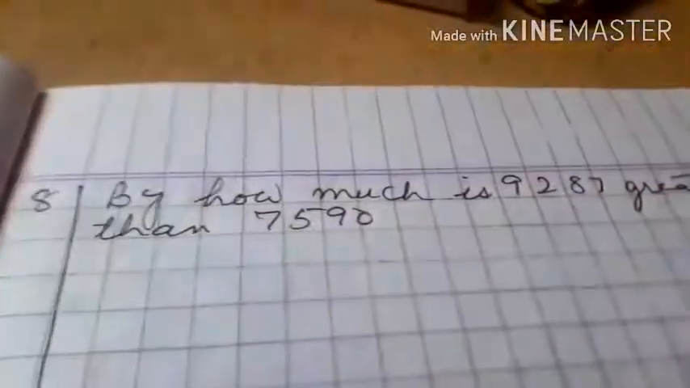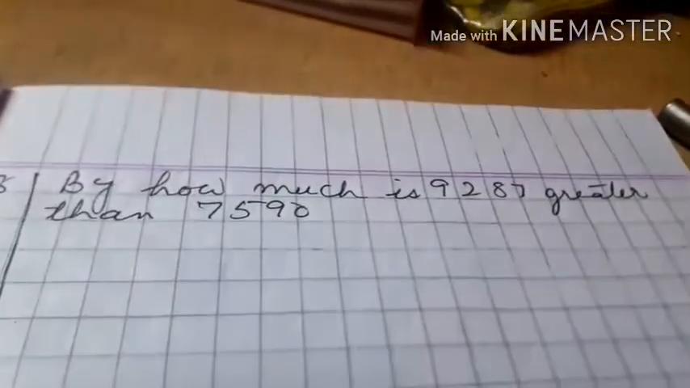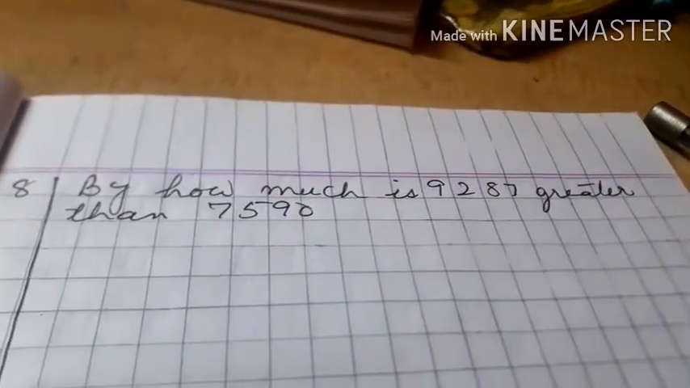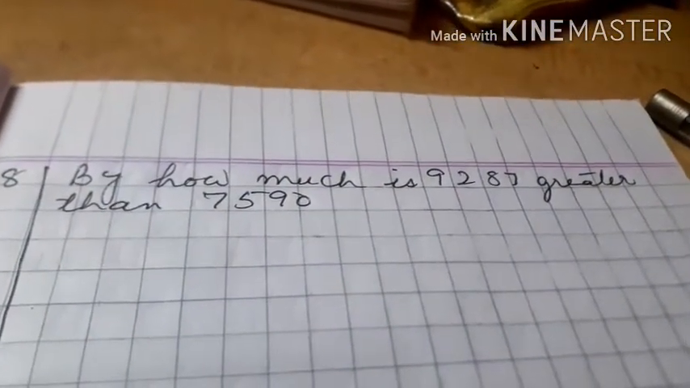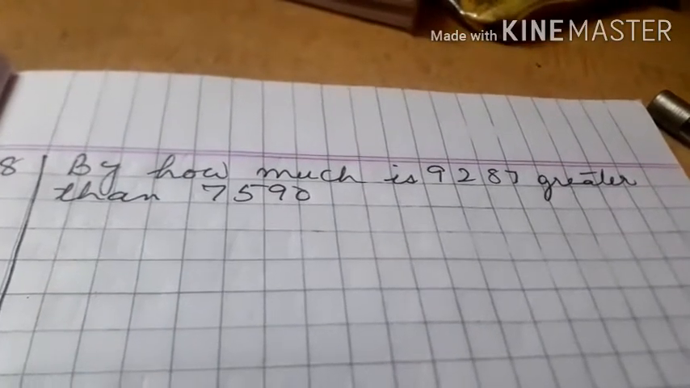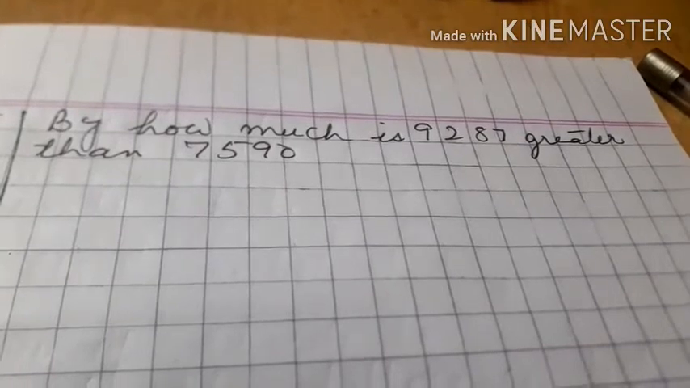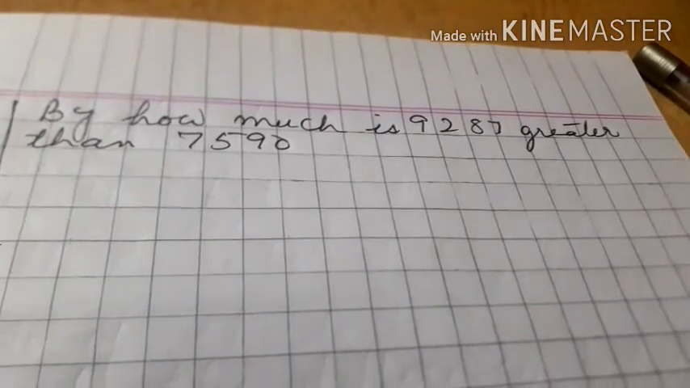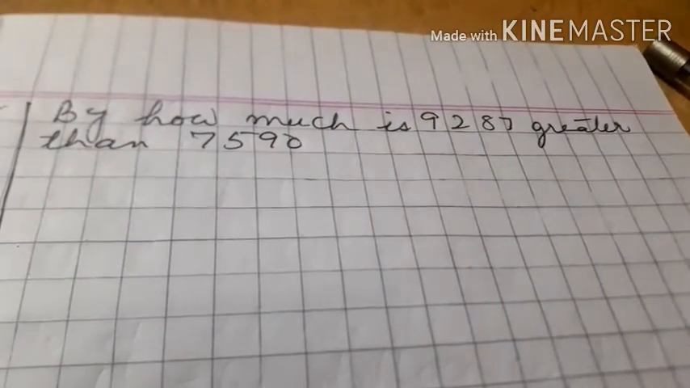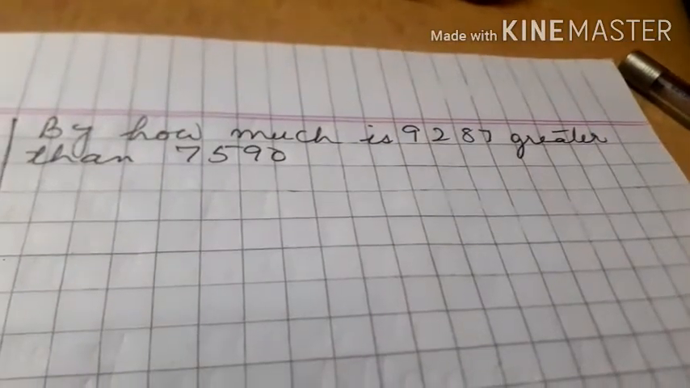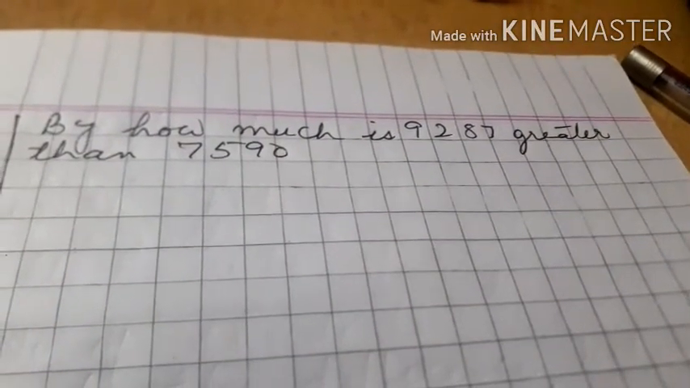The next question is, by how much is 9287 greater than 7590? In this also what will you do? You will just subtract 7590 from 9287 and then you will get the answer. Okay, do the questions yourself, try it.